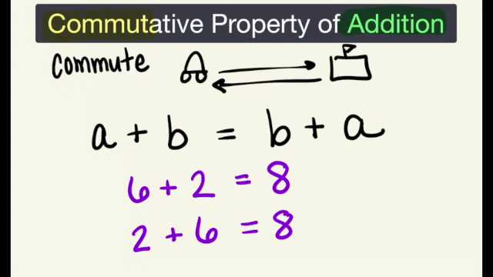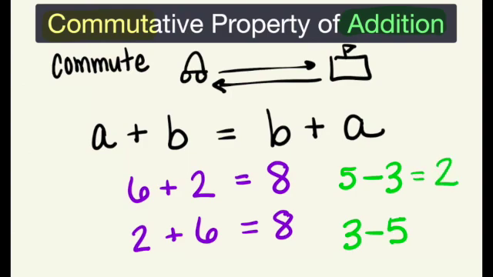Now the commutative property only works with addition and then also multiplication. But for the sake of this video, we're just going to talk about addition. It does not work with subtraction. So for example, if I were to do 5 minus 3, and switch that to 3 minus 5. Well, 5 minus 3 is positive 2, and 3 minus 5 is negative 2. So you can see that it does not work with subtraction at all. It only works with addition.